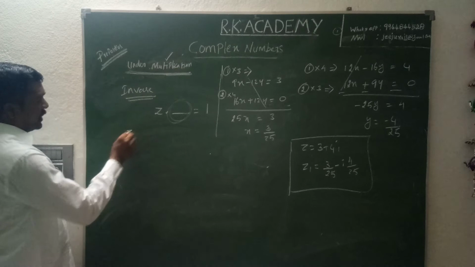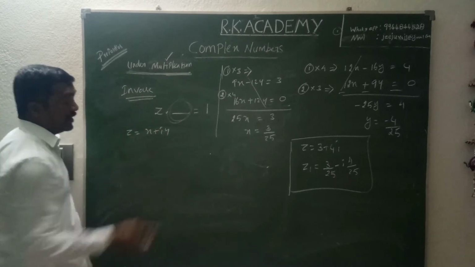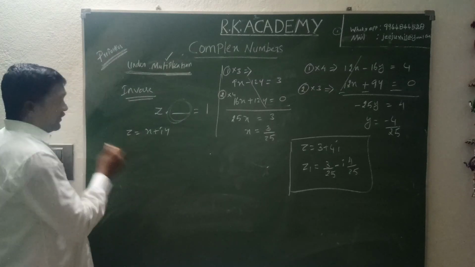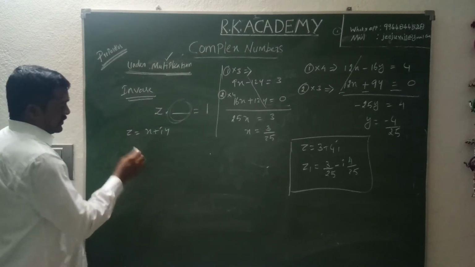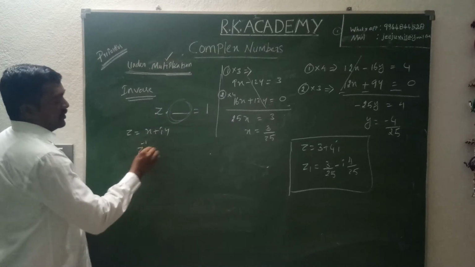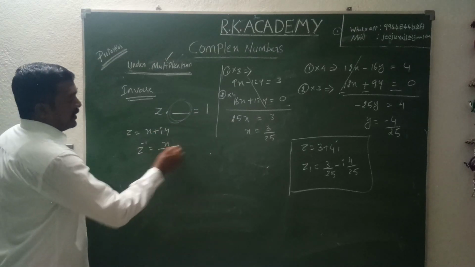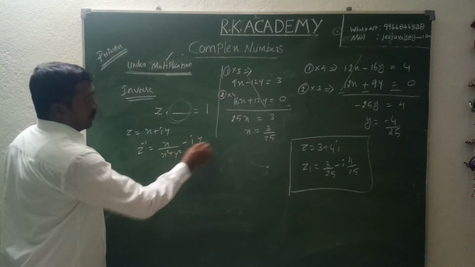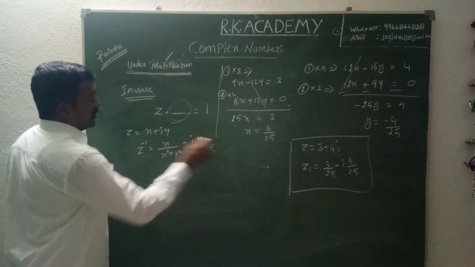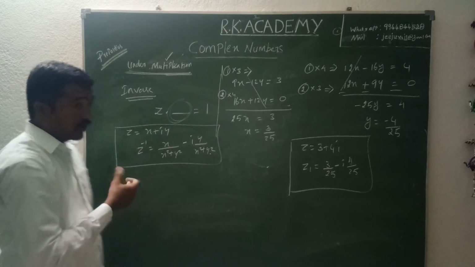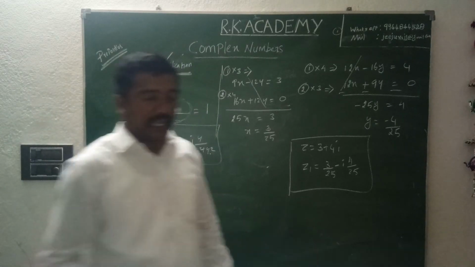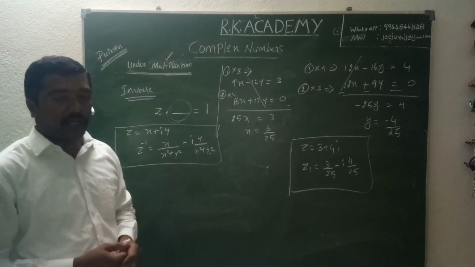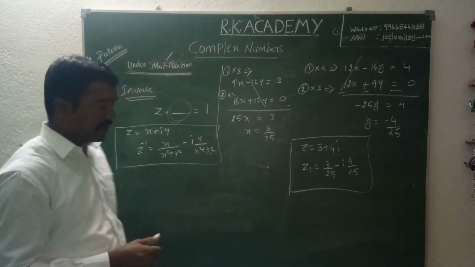Now I am taking a complex number z equal to x plus iy. How to find the inverse of that? z inverse is equal to x by x square plus y square minus i into y by x square plus y square. We may take this as a formula. It's in the exercise problem, so we can directly apply the formula in the third exercise, I think.